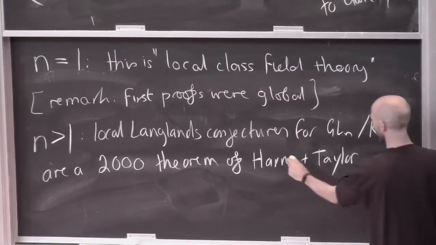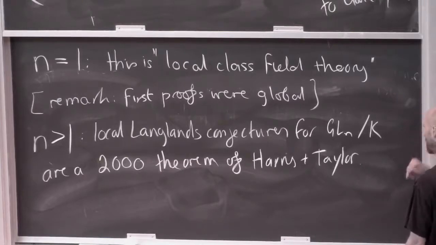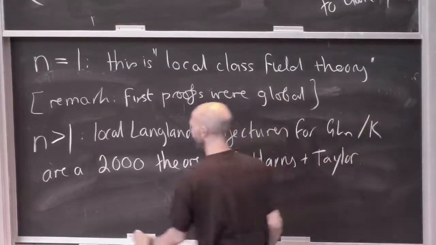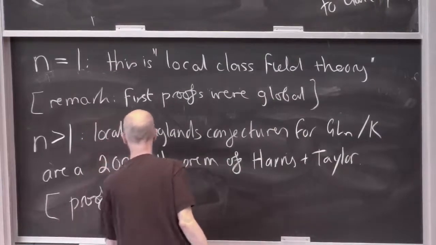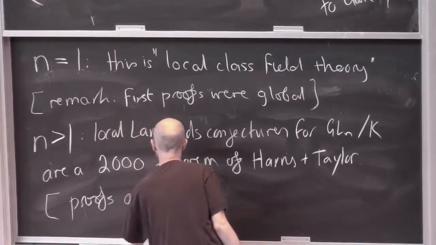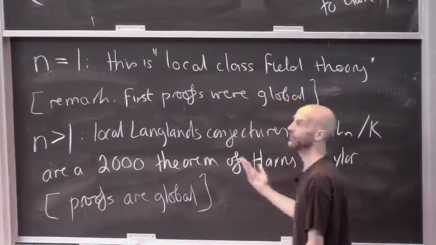Taylor was a Miller professor, I guess, around 2000, and he came to Berkeley with Harris, and they wrote an orange book together. And the proofs are also global, by which I mean they use number fields.